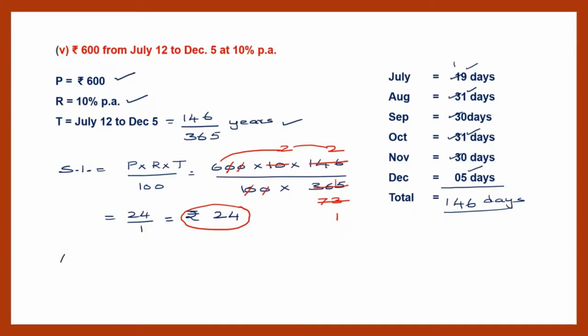Now we have to find the amount. So what is the amount? It is principal plus simple interest, and principal is 600 rupees and the simple interest is 24 rupees. So what is the total amount? Total amount is 624 rupees.